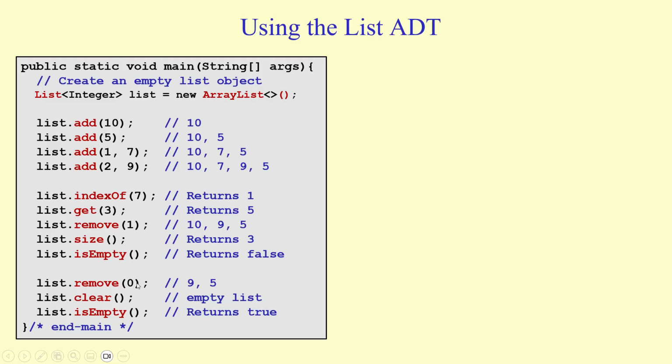No. Let's remove the element at position 0. That would be removing 10. So the list becomes 9 and 5. Let's clear the list now. So that removes all elements in the list. And if we ask, is the list empty now? The answer is true because there are no more elements in the list.